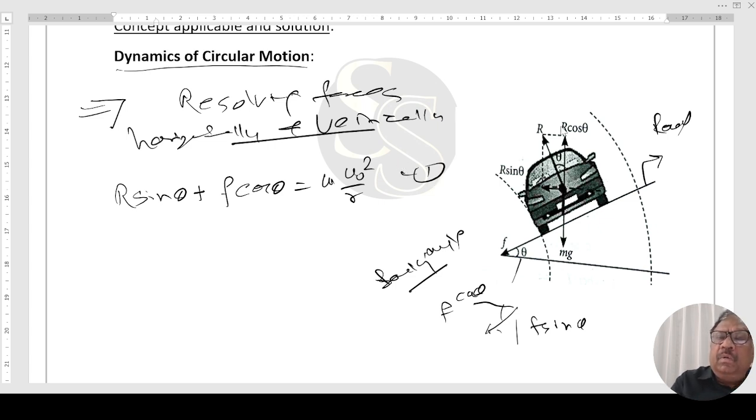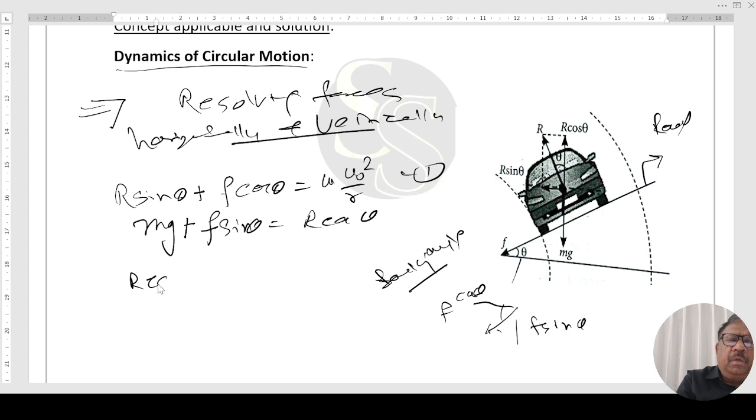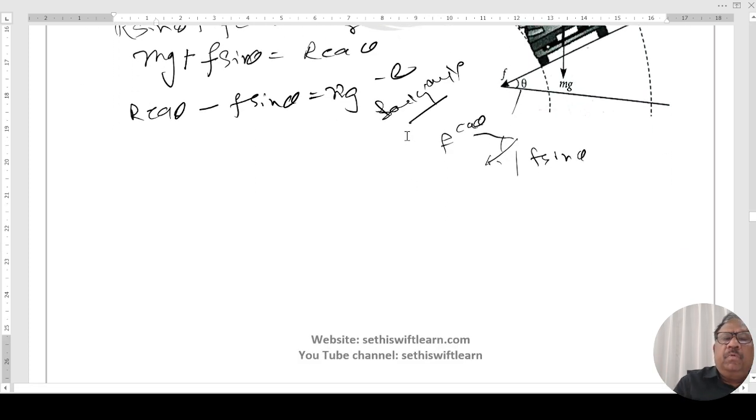It is not moving upward vertically, so the upward forces will be equal to the downward forces. What downward forces are acting? Weight is acting plus F sin theta, and that is equal to R cos theta. That is, R cos theta minus F sin theta equals m g. This is equation 2. Now dividing 1 by 2.